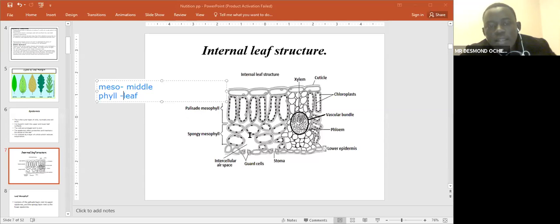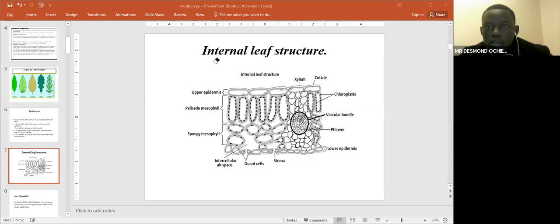In the middle leaf, or the mesophyll cells, we have two types of mesophyll cells: the Palisade mesophyll cells and the Spongy mesophyll cells. These are the cells found in the middle part of the leaf. That is why we have the word mesophyll. I think it is important to elaborate that for you.